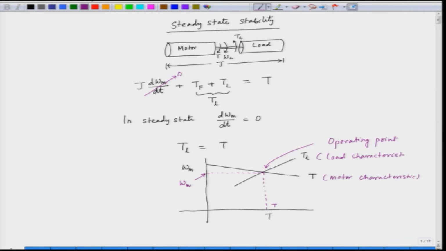Now, the question is whether this operating point is a stable operating point or an unstable operating point. This we have to find out. Let us see how we can decide whether this point is a stable operating point or an unstable operating point.